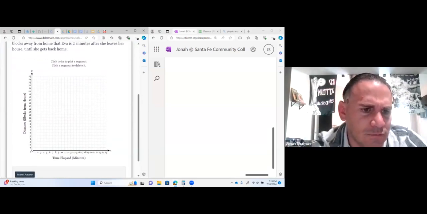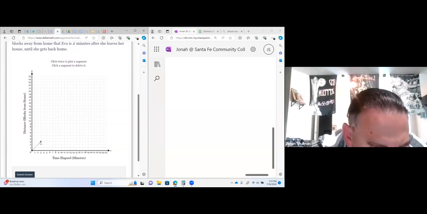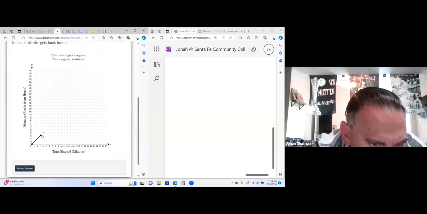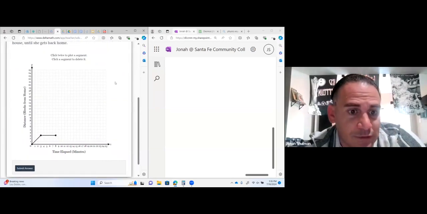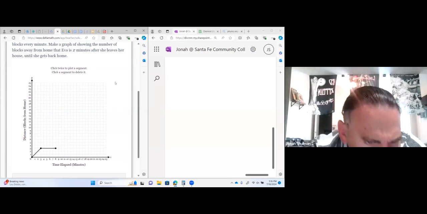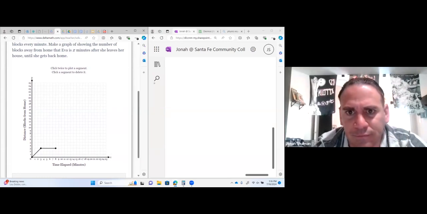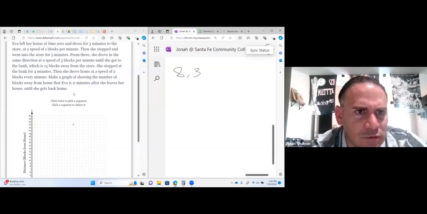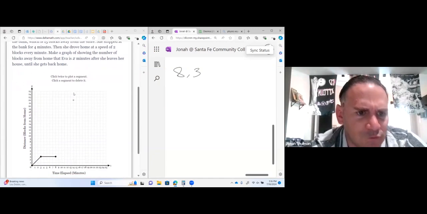0, 1, 2, 3. And we wait there for how long? 5 minutes. So I'm going to write it down so I know exactly where I'm going. So we're at 8, 3. And we want to go 5 blocks per minute for 15.